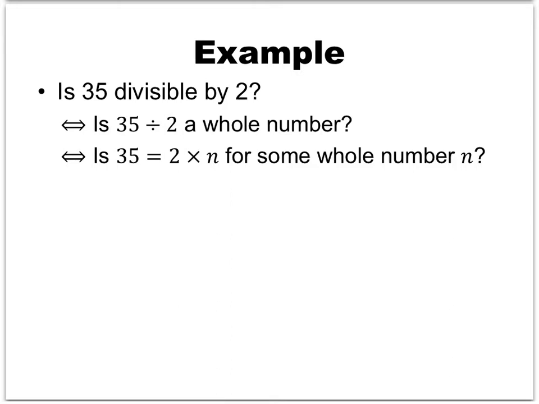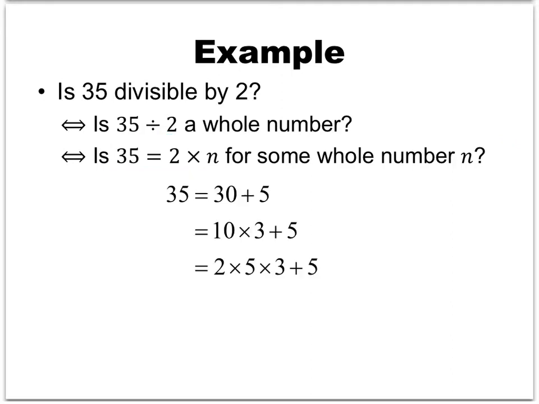So, question: is the number 35 divisible by 2? Well, let's rewrite this in a couple of equivalent ways. Is 35 divided by 2 a whole number, or equivalently is 35 equal to 2 times n for some whole number? So same basic ways of rewriting as in the previous example, and again we're going to work with this third way of asking the question to try to answer it.